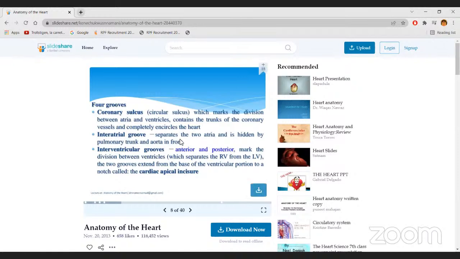The interatrial groove separates the two atria and is hidden by the pulmonary trunk and aorta in front. The interventricular grooves, anterior and posterior, mark the division between the ventricles, which separate the RV from the LV. The two grooves extend from the bases of the ventricles to a notch called the cardiac apical incisure.